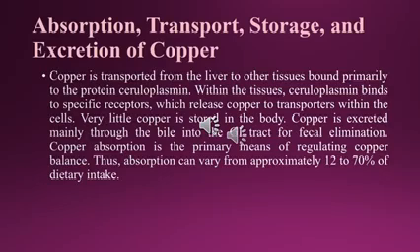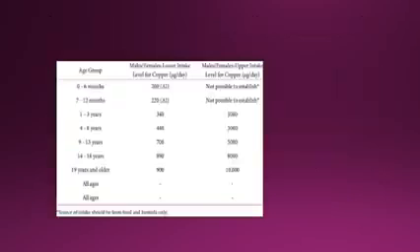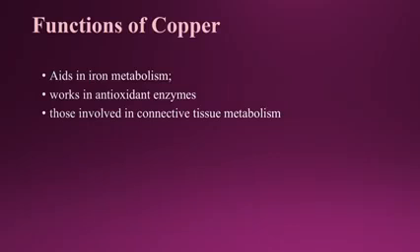In case of copper toxicity, Wilson disease occurs, also called hepatolenticular degeneration. Wilson disease is a genetic disorder that mostly affects the brain and liver, and the symptoms of toxicity are nausea, vomiting, abdominal pain, and diarrhea. If any person is consuming too much zinc or taking zinc supplements, then copper deficiency occurs, and the symptoms are anemia, impaired growth, and impaired bone mineralization.